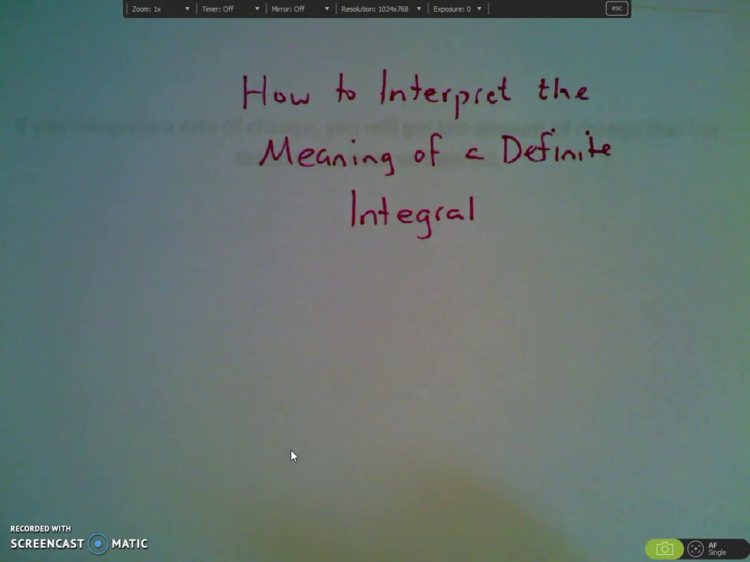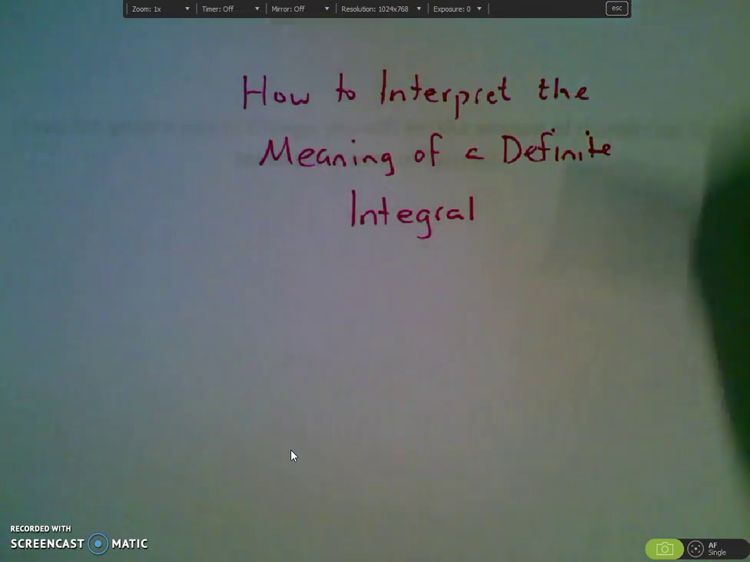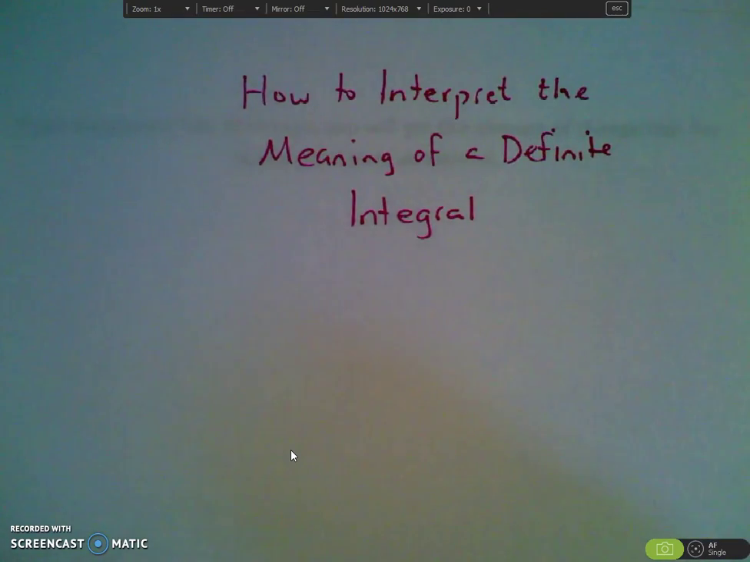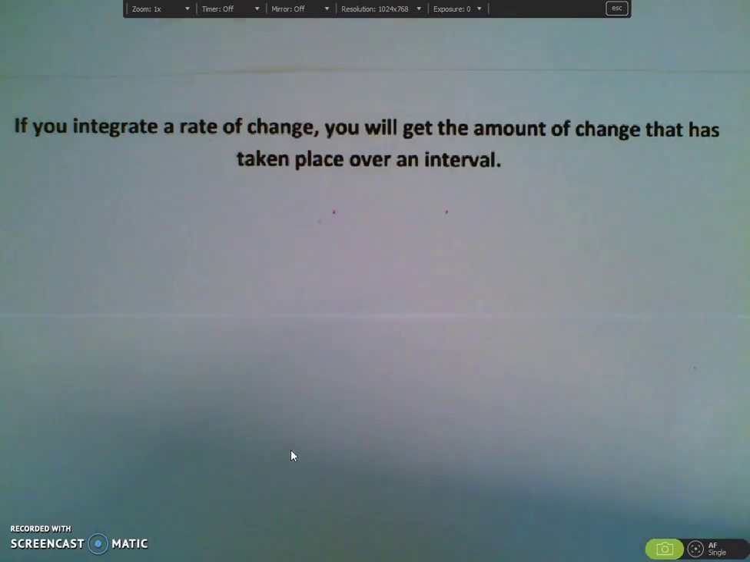Hello, today we're going to talk about how to interpret the meaning of a definite integral. Here's the most important idea I want to get across. If you integrate a rate of change, you will get the amount of change that has taken place over an interval. This is a really important thing to keep in mind, especially when you're doing word problems.